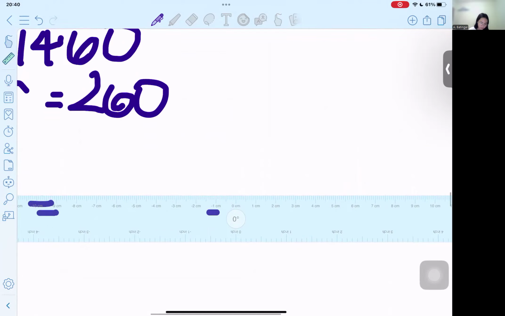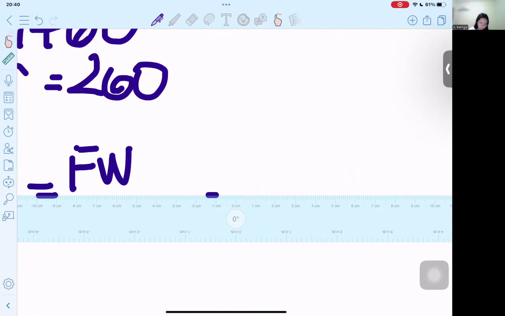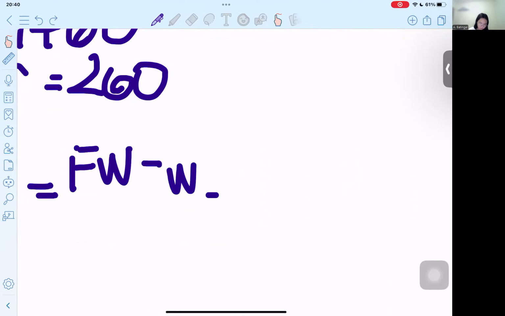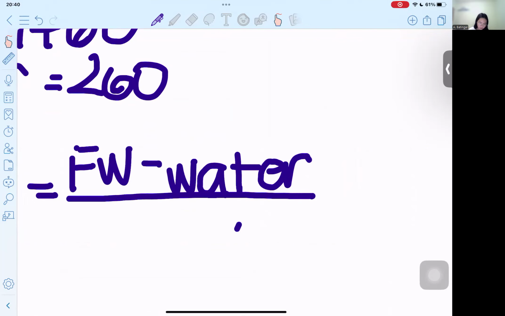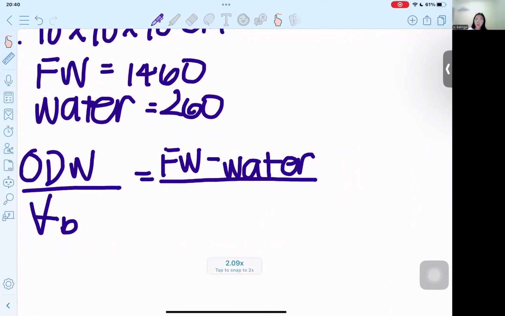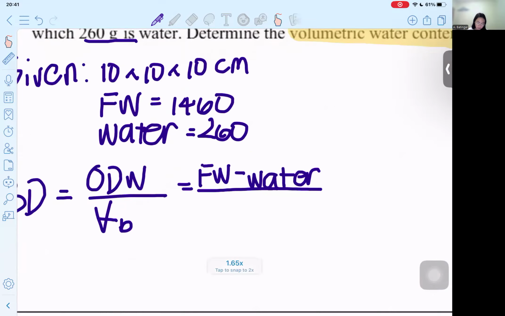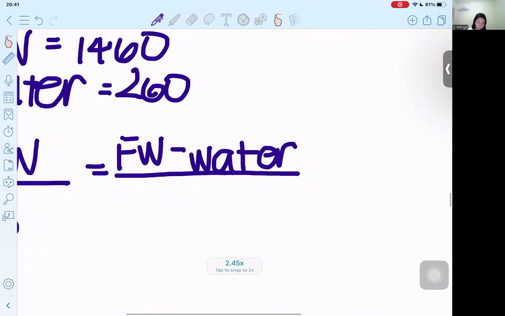So, fresh weight minus water over your volume to get the bulk density, di yun naman sa problem na cube. Now, cube, the dimensions to get the volume of the cube is you just multiply the size. So, 10 by 10 by 10 centimeters. So, just copy the formula.